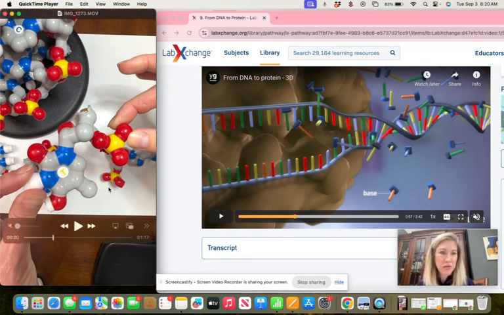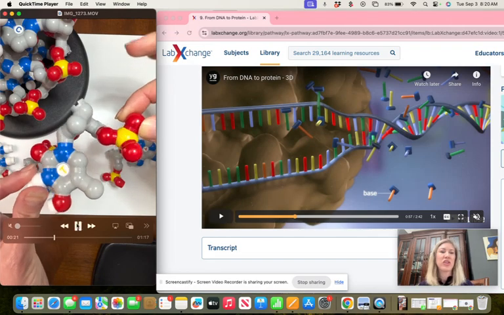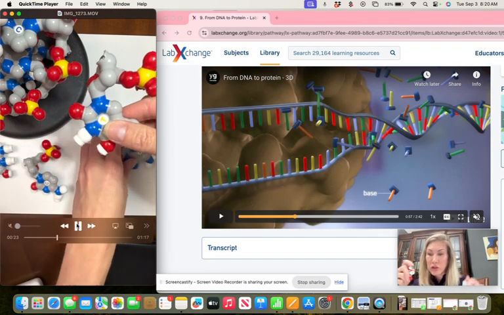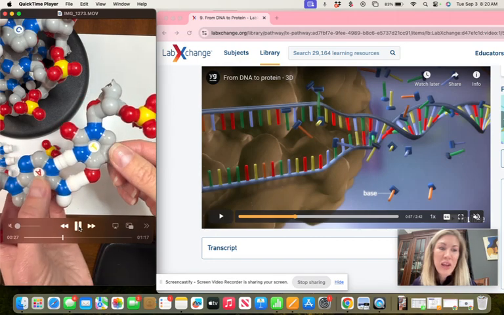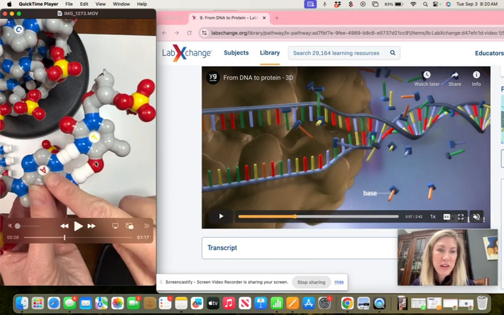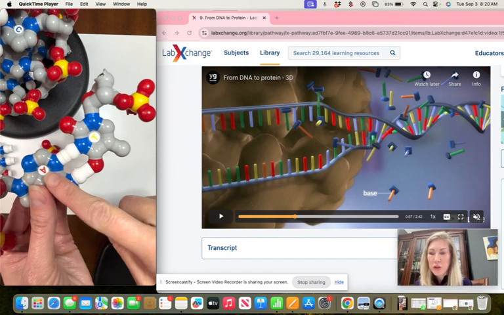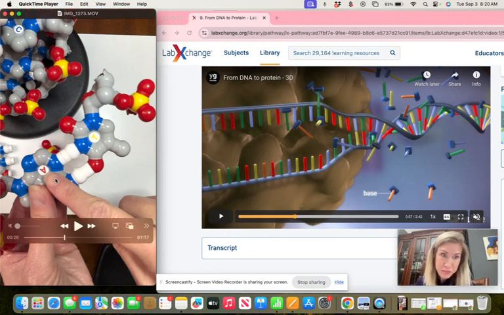Okay, so let's watch this part a little bit more. I'm going to show how we would connect nucleotide to nucleotide. So following base pairing rules, adenine, which is here, will always bind with thymine. And that's universal throughout all living organisms. All right, adenine is always going to bind with thymine.